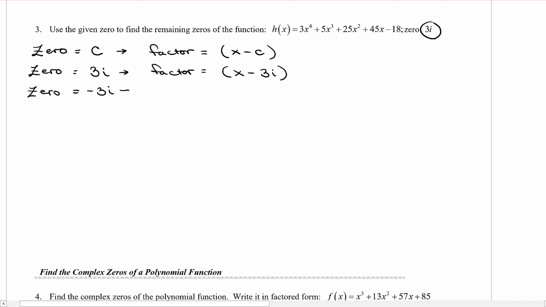And if I have a 3i, I also have to have a 0 of negative 3i because that's the complex conjugate of 3i. So I have to have a factor of x minus negative 3i, which will simplify to x plus 3i.